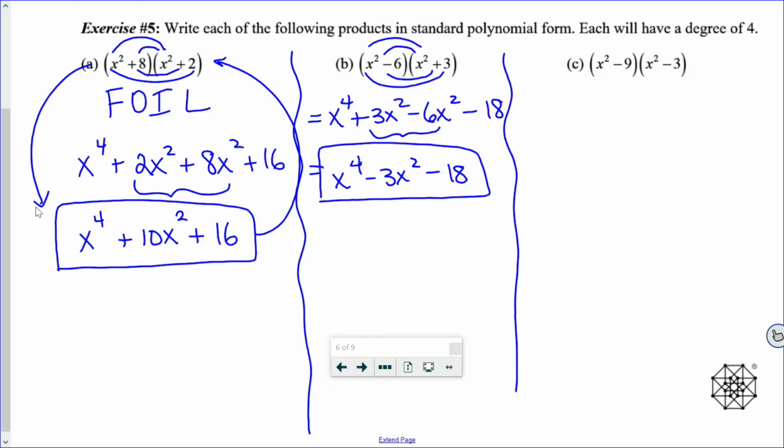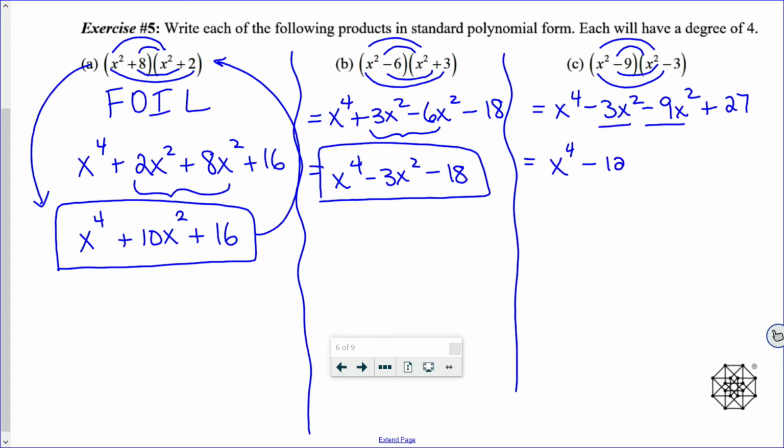All right, letter C, same thing. I have x squared times x squared, which is x to the 4th. Negative 3 times x squared is negative 3x squared. Negative 9x squared, and negative 9 times negative 3. Always be careful with a negative times a negative. It's a positive 27. Here I have negative 3 and negative 9, which is negative 12x squared plus 27. All right, so it all looks good.